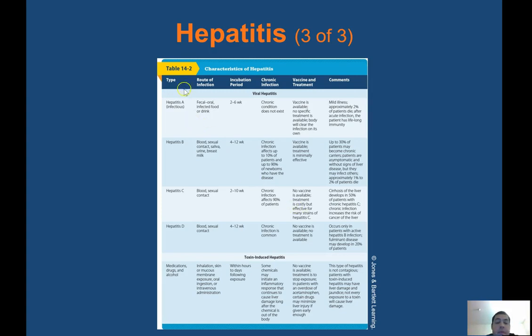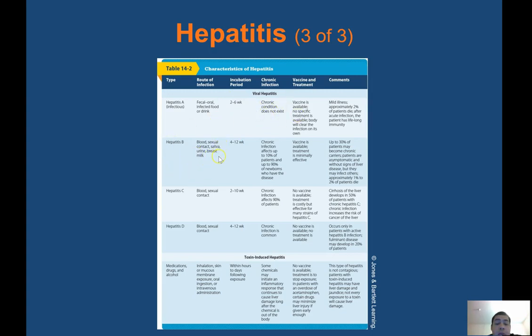So these are all your different types of hepatitis, and then the route of infection. Hepatitis A is going to be fecal-oral, infected food or drink. So if you go to a restaurant and the cook in the back doesn't wash their hands and it gets on the food and you eat it, you could possibly get infected with hepatitis A.